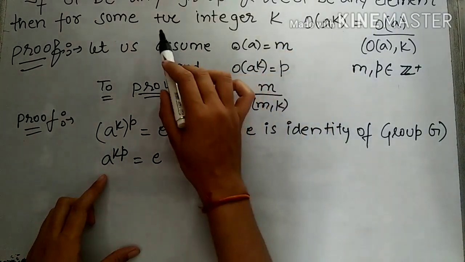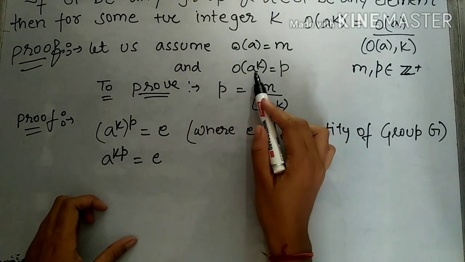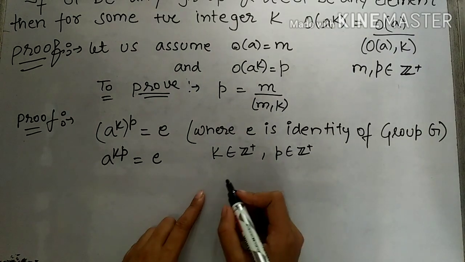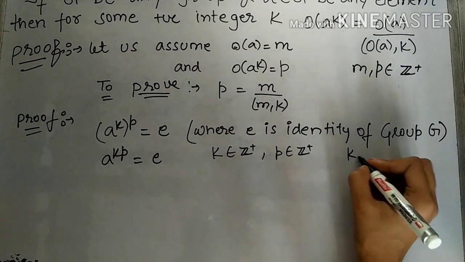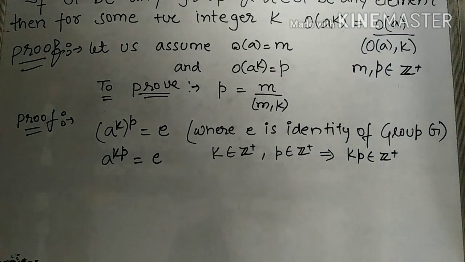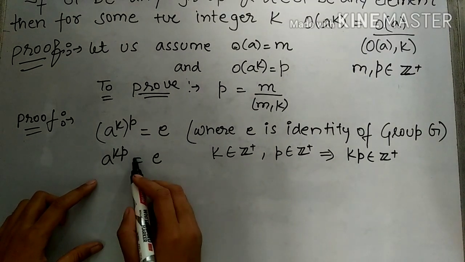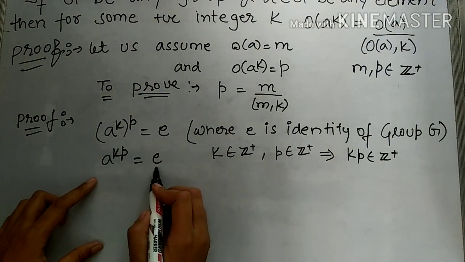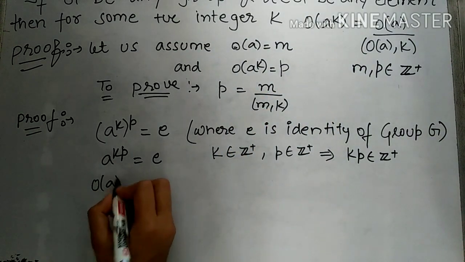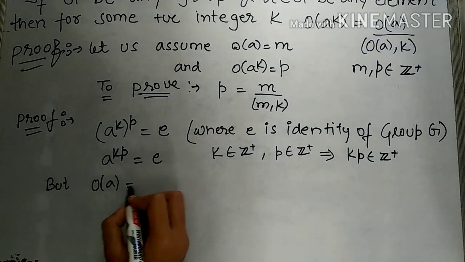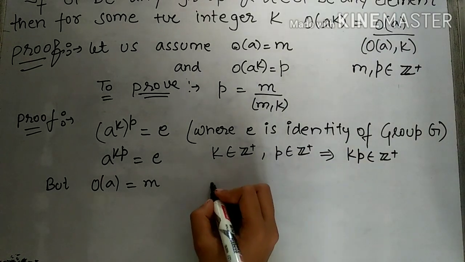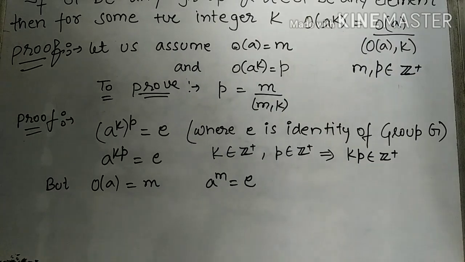Friends, we are given that k is a positive integer and p is the order of a raised to power k, so p is also a positive integer. So it implies that their product will also be a positive integer, so kp is also a positive integer. So friends, we have a positive integer kp for which a raised to power kp is equal to the identity of group G, but we know the order of a is m. So m is the least positive integer for which a raised to power m will be equal to identity.